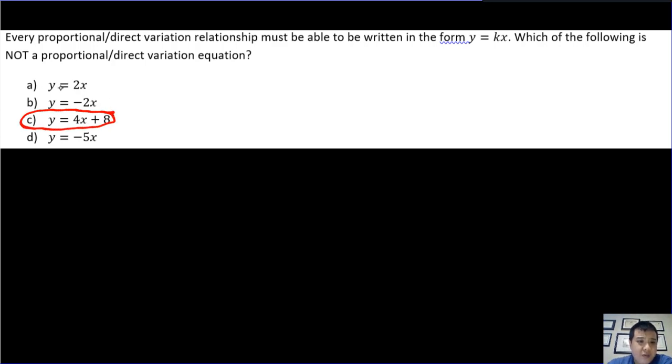Because all of these other ones come in the form of y equals kx. The issue here is that we have this plus 8 in C. It doesn't matter if the k value is negative. It can be negative. I haven't shown you any of those before, but it can be, okay? And that's perfectly fine.